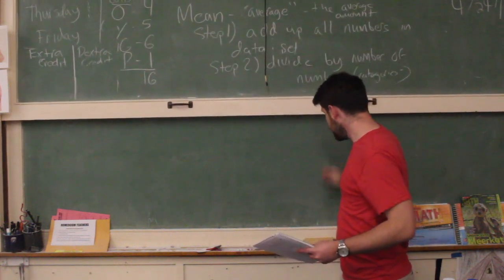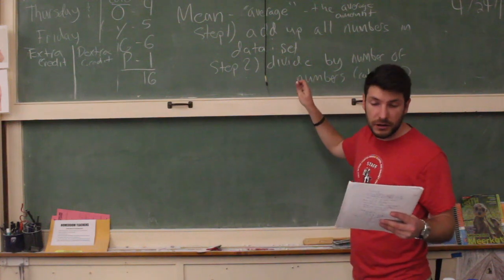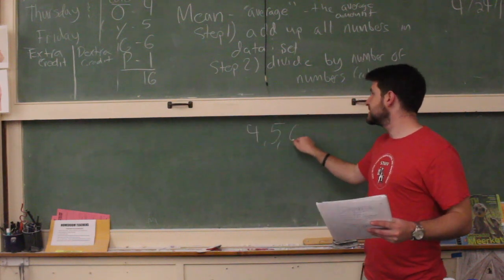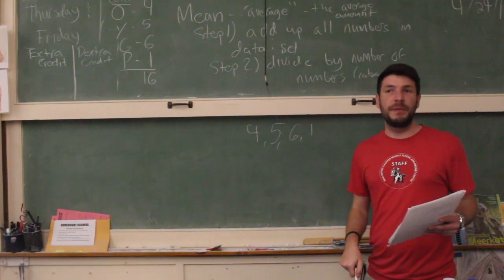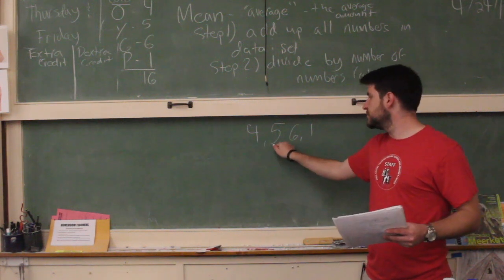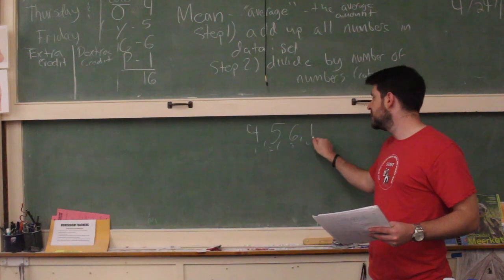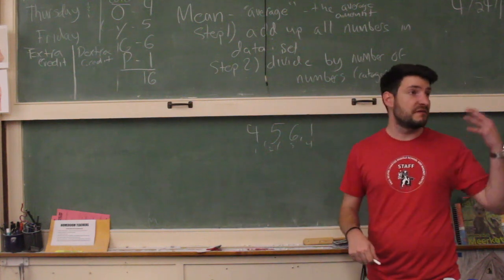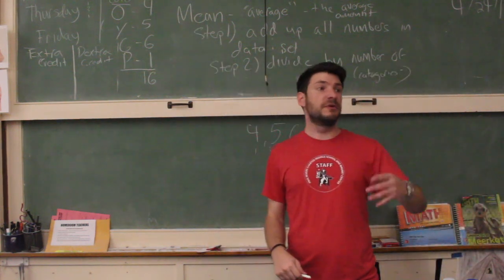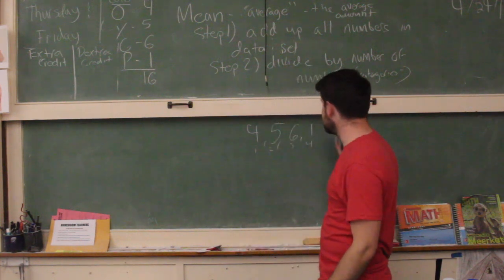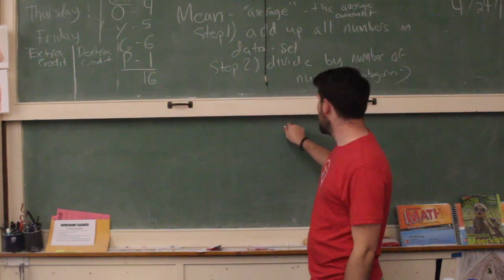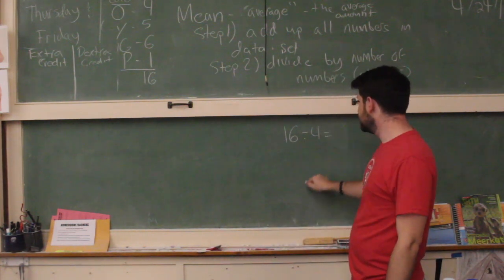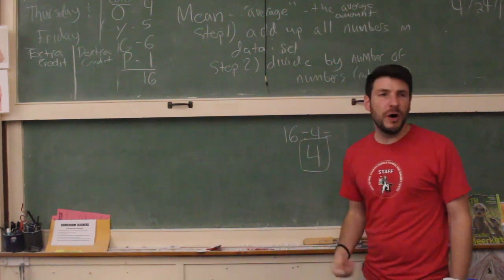Now, let's say you had, not these, you just had a set of numbers. We had 4, 5, 6, and 1. We would add them all up and we would divide by 4. 1, 2, 3, 4. I have 4 different numbers. So you're dividing by the number of numbers. I have 4 numbers, so I'm going to divide by 4. In this case, I have 4 categories or 4 numbers, so I'm going to divide by 4. So we have our 16, and we're going to divide it by 4, and we are going to get the final answer of 4.